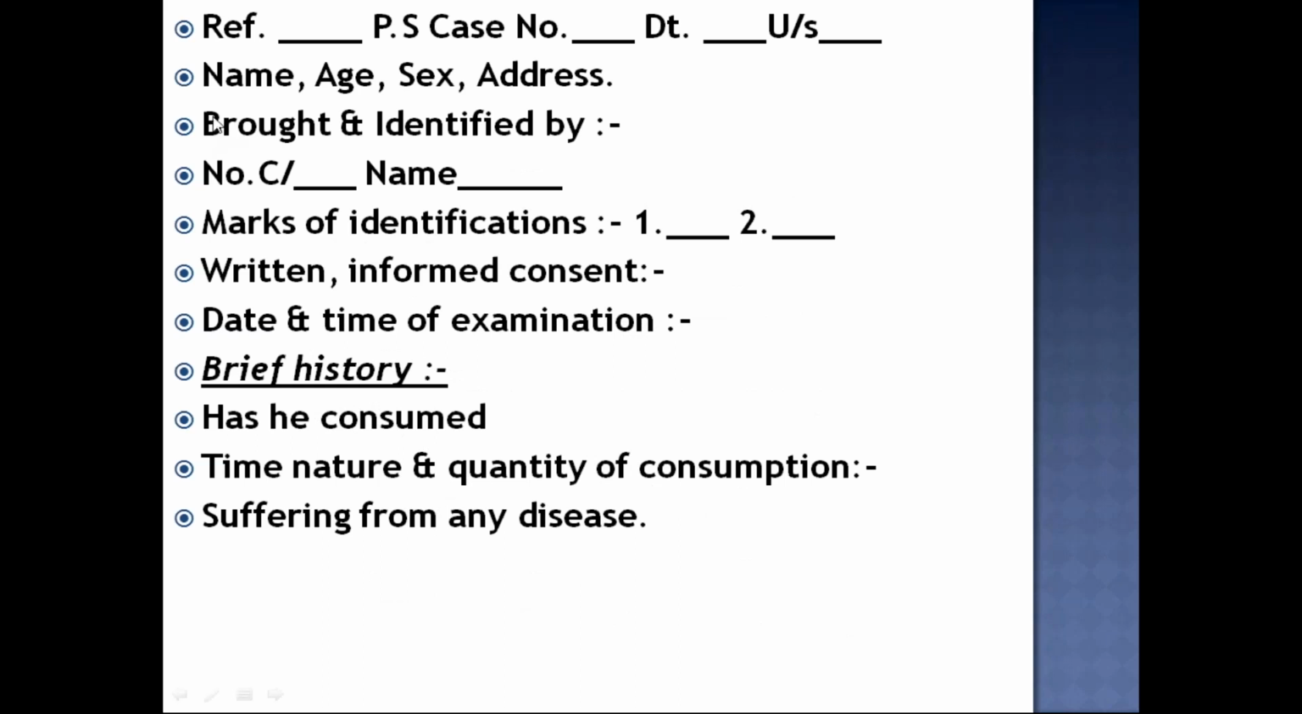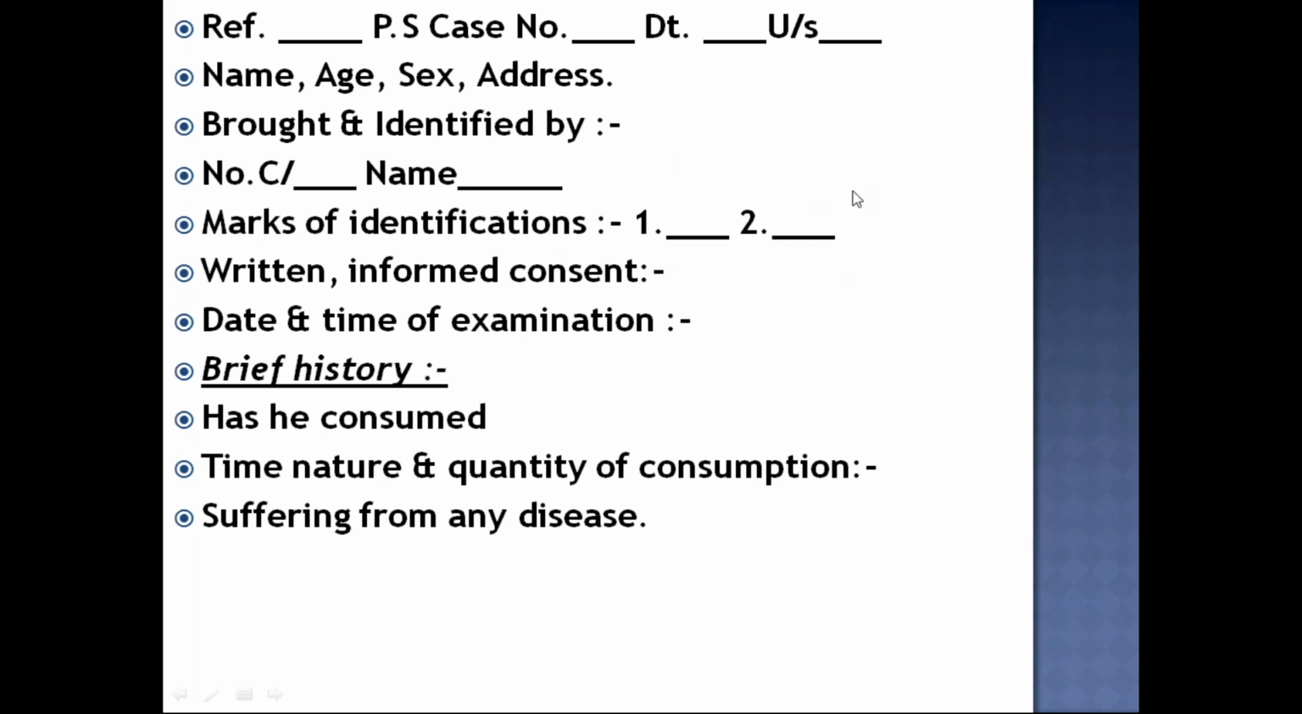So this is the drunkenness certificate. We have the reference number from the police station, the police station case number. The case number will be there in the FIR registry in the police station. The date will be mentioned, and under which section the person has been booked. The police will give you that, and then you have to write the name, age, sex, and address of the person. You have to write who brought the patient, whether the police or some other unknown person, and write the name of that unknown person or the police who has brought that person. And you have to write the marks of identification of the patient.